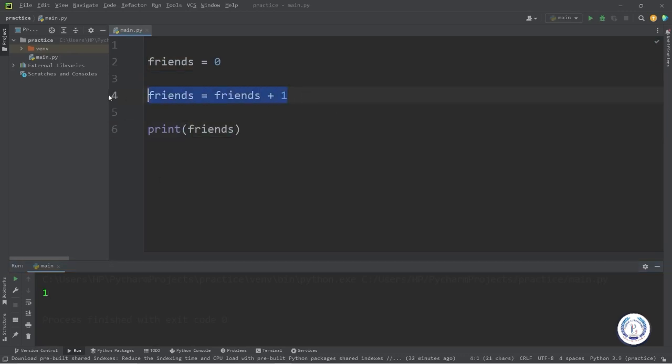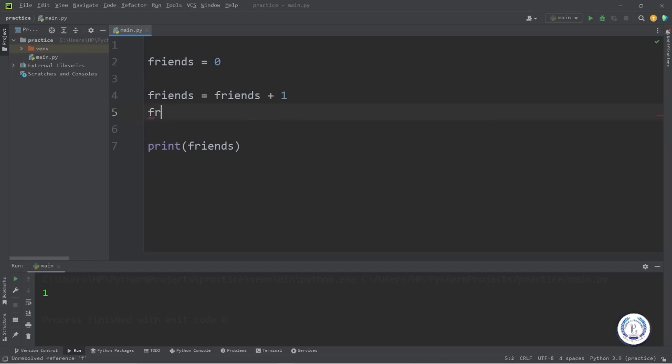We could also shorten this line of code. You could say friends plus equals 1. That would do the same thing. This is known as an augmented assignment operator. That will give you the same result. I prefer to use augmented assignment operators just because they take less text, and I think they're easier to read.